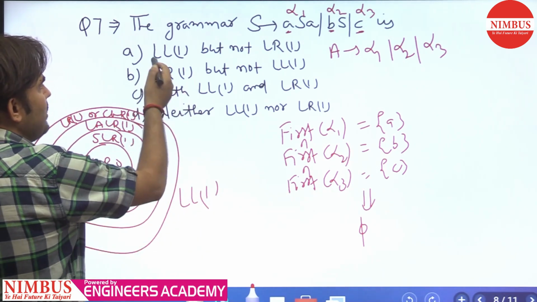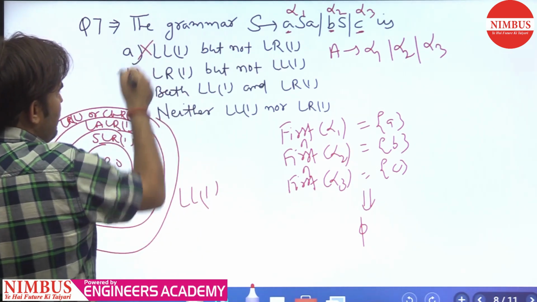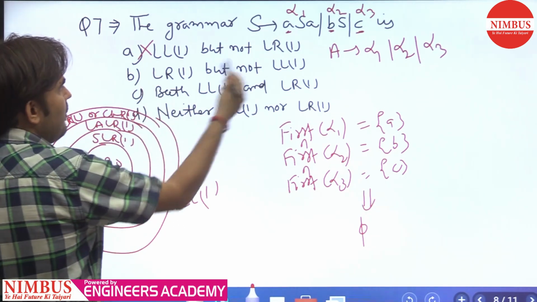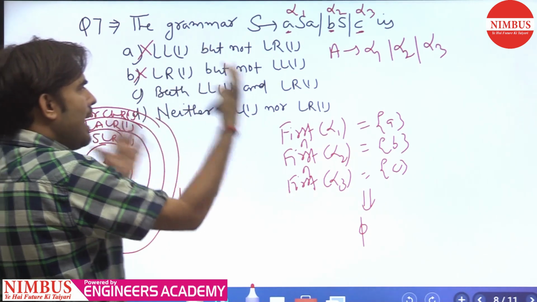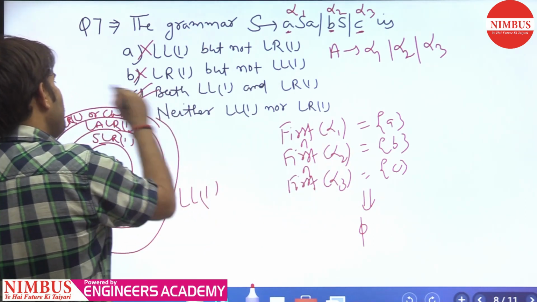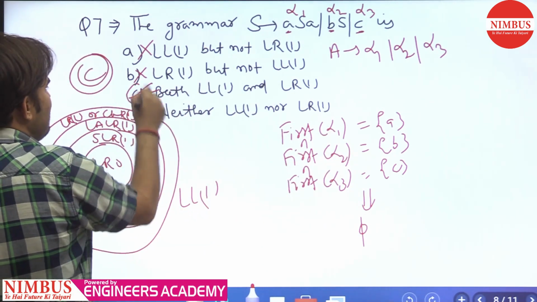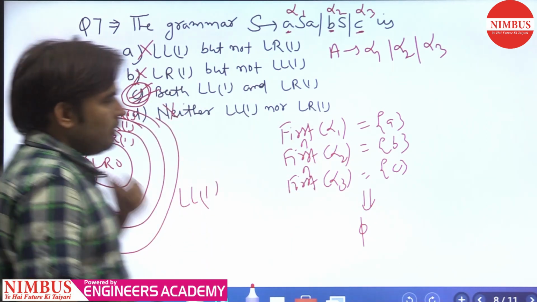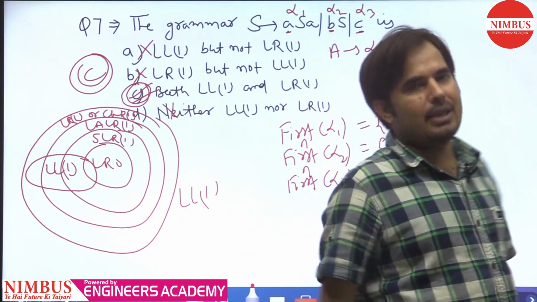So let's check the options. LL1 but not LR1: wrong option. LR1 but not LL1: wrong. Both LL1 and LR1: yes. Option C is correct here. Option C हमारा correct है यहाँ पे. Neither LL1 nor LR1: wrong option. So which option is correct here? Option C is correct here, guys. Okay.